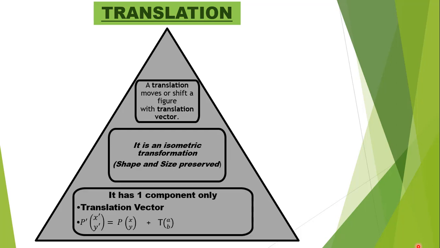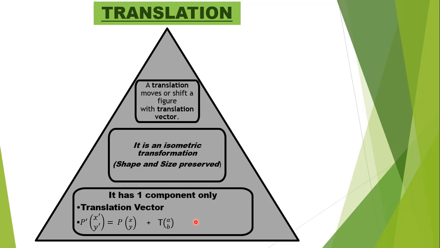Third important thing that you have to remember is that translation has only one component, called the translation vector. Consider you are given a point having the coordinates x and y written in column vector form. Then you have the translation vector t having some x coordinate a and then the y coordinate b. You will add this translation vector to the original point which you want to shift. You will get the image of this point P, called P dash, having different coordinates x dash and y dash, where x dash is the sum of x and a, and y dash is the sum of y and the coordinate of the translation vector b.